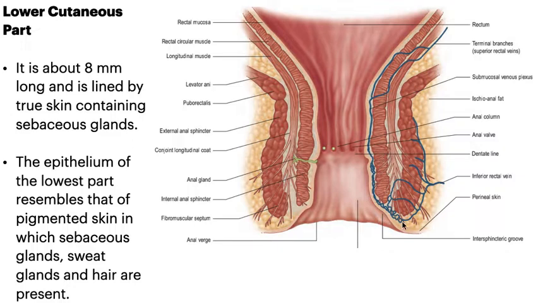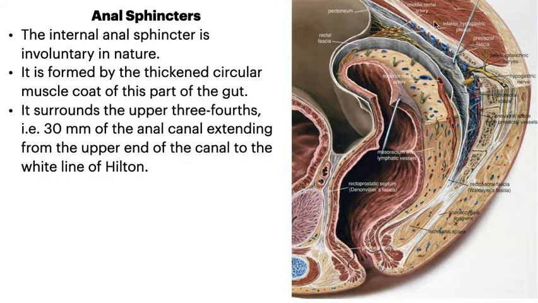Now, coming to the lower cutaneous part, about 8 mm and lined by true skin containing the sebaceous glands. The epithelium of the lowest part resembles that of the pigmented skin, in which we have the sebaceous glands, sweat glands, and hair are also present.